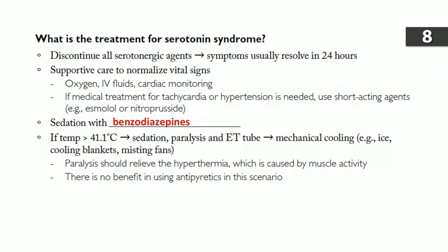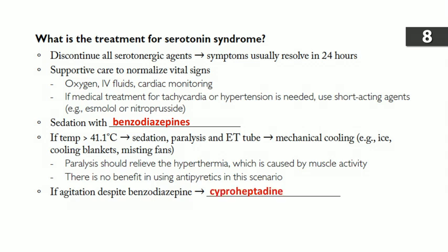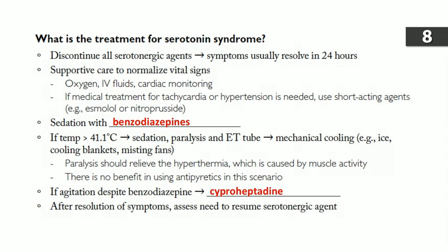This hyperthermia is caused by all this neuromuscular excitation, so the paralysis should help to resolve the hyperthermia, but there's no benefit from antipyretics. And if they continue to be agitated despite the benzodiazepines, you can use a serotonin antagonist like cyproheptadine. And then after the symptoms resolve, and they normally do, but this could be fatal, after the symptoms resolve, you have to assess whether or not you're going to resume the serotonergic medications.